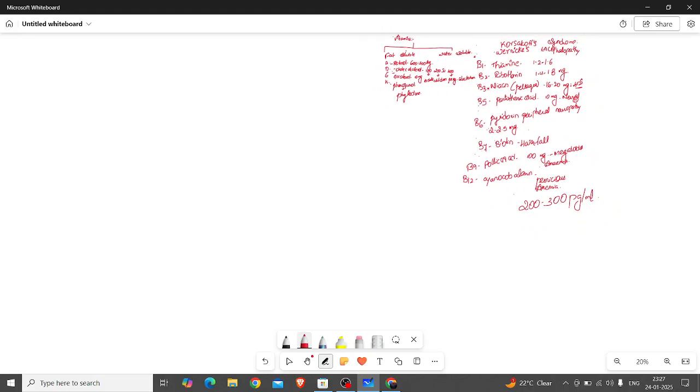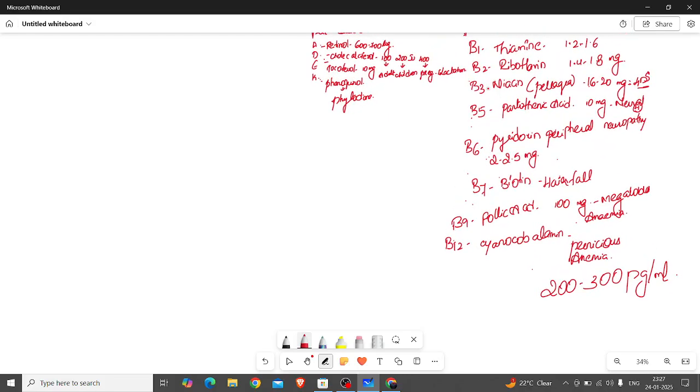Next, B2, also known as riboflavin. Its deficiency leads to angular stomatitis, and the normal range is about 1.4 to 1.8 mg. Then B3, also known as niacin. Its main deficiency leads to pellagra. The normal range is about 16 to 20 mg, and the most repeated question represents 4 Ds: dermatitis, diarrhea, dementia, and death.